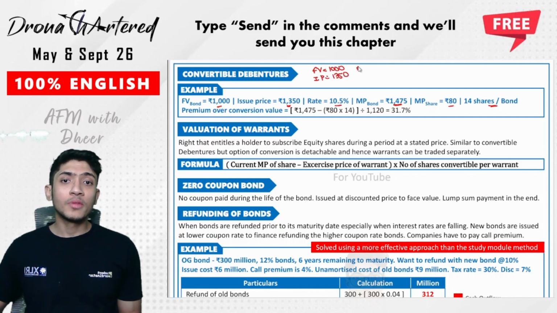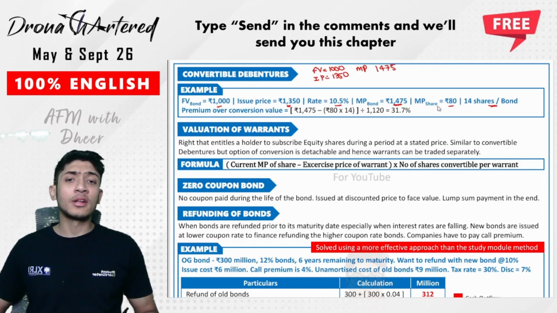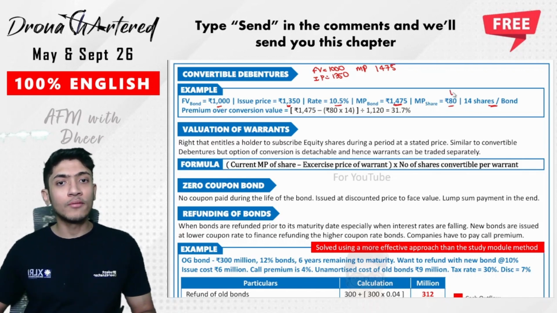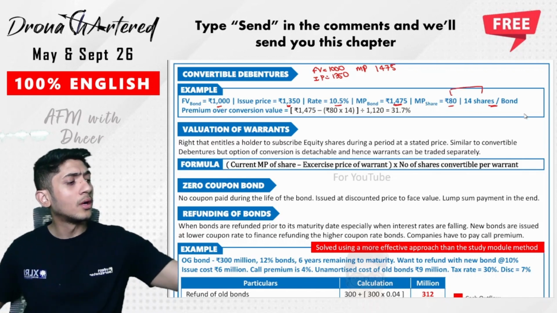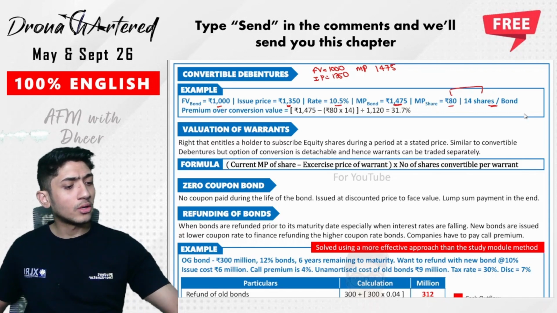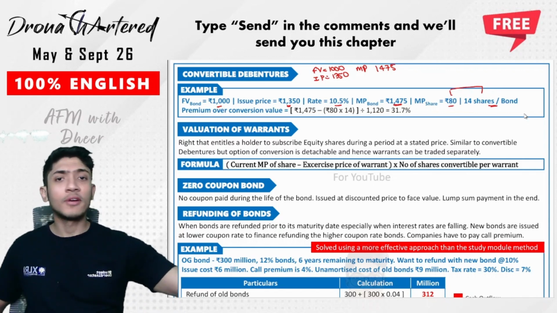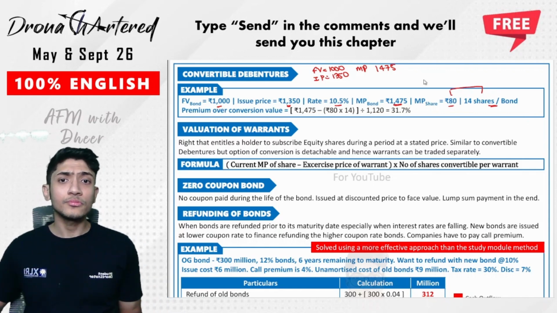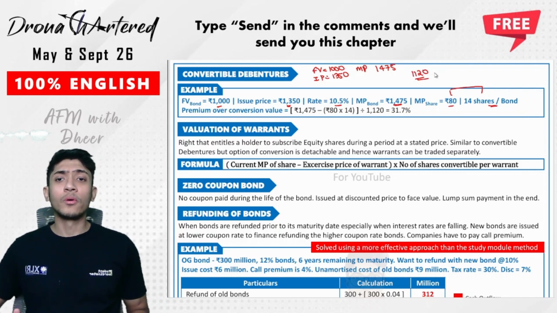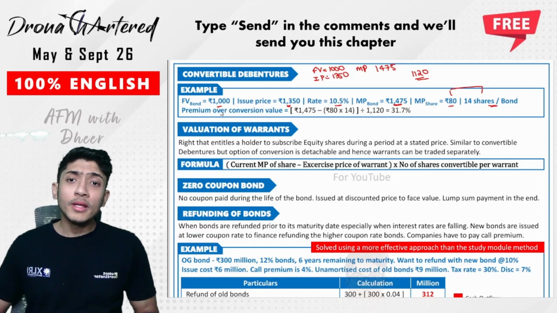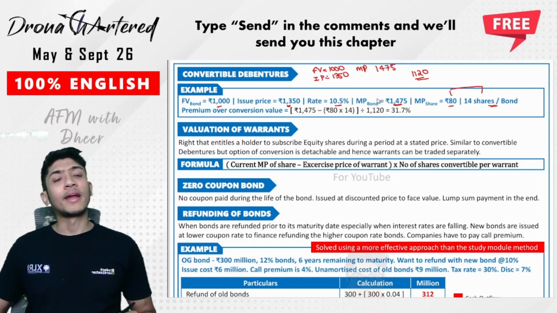They've given you the current market price as 1475, and they've given you the conversion rate. So basically, if we were to convert this, how much is this? 14 into 80. How much is 14 into 80? That gives me 1120. Okay, so it is 1120. What is the premium over conversion value is the question.